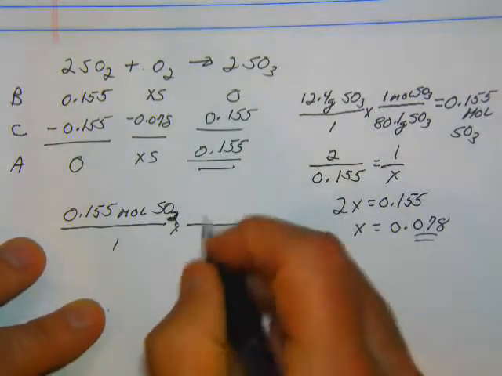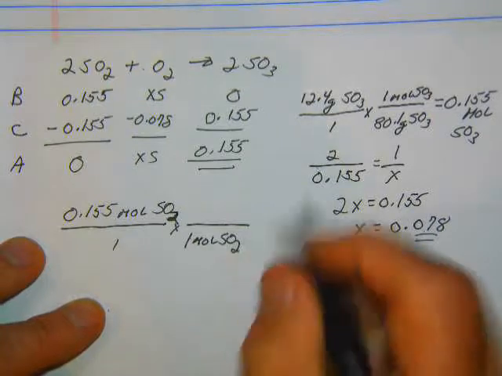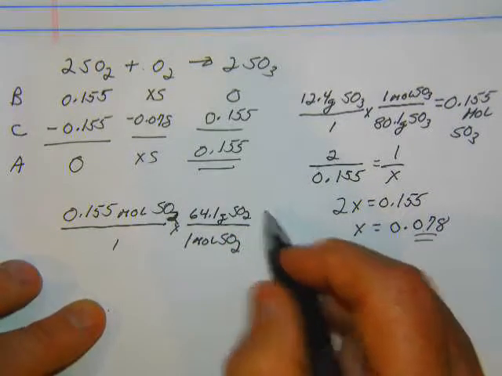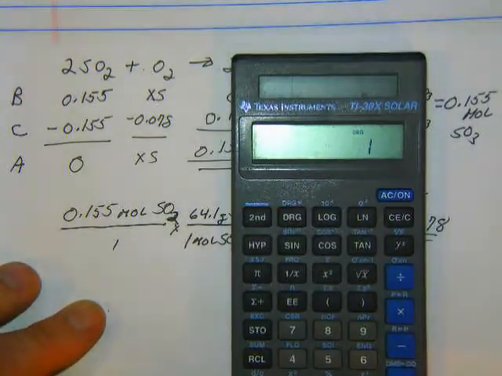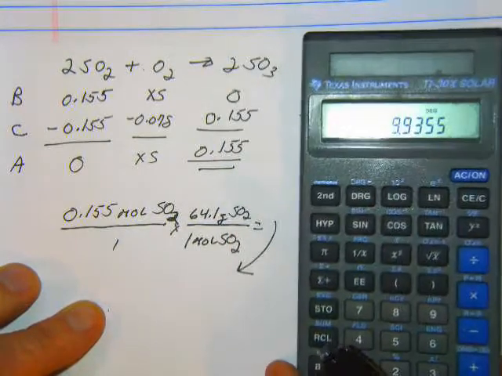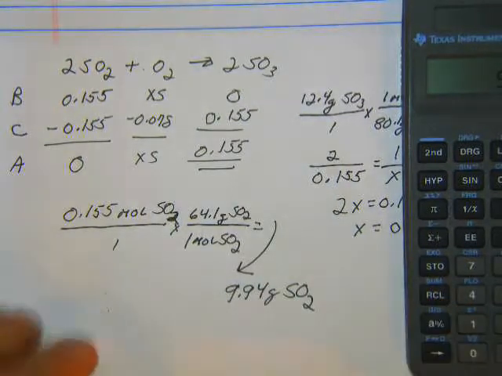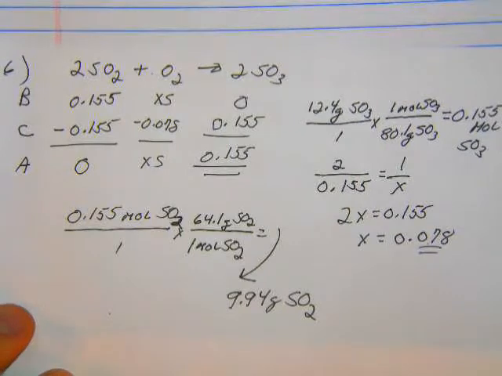So 1 mole of sulfur dioxide is 64.1 grams of sulfur dioxide. And that produces, let me bring this down here, 0.155 times 64.1 equals 9.94 grams of sulfur dioxide. So that's what we have there. So that was problem number 6. Alright, let's get rid of this one.